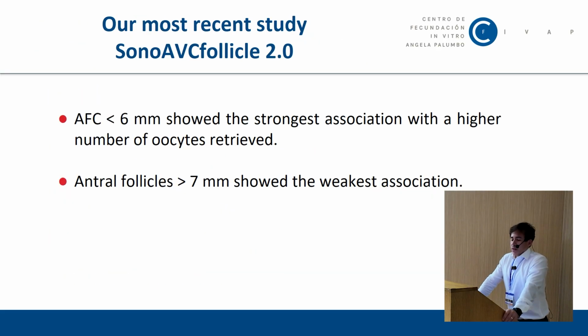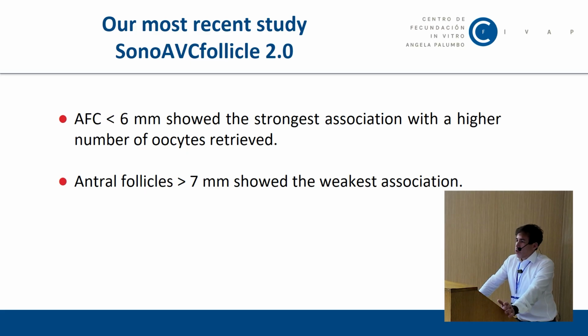And this is our most recent study of SonoAVC follicle 2.0. It is not published, this is unpublished data. And we have observed that antral follicles lower than 6 millimeters show the strongest association with a higher number of oocytes retrieved. Antral follicles that are more than 7 millimeters show the weakest association.